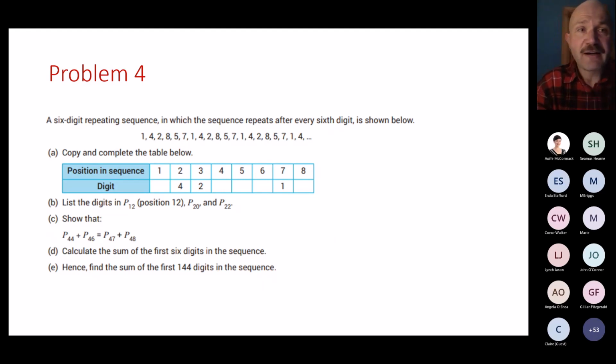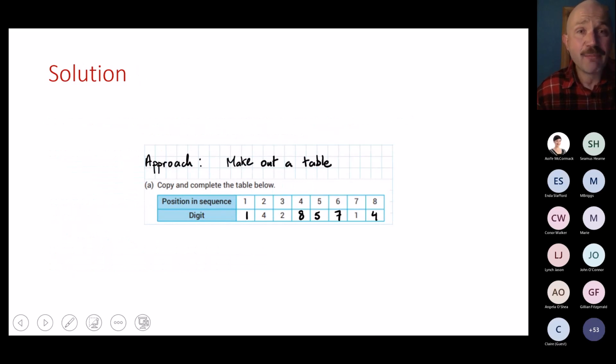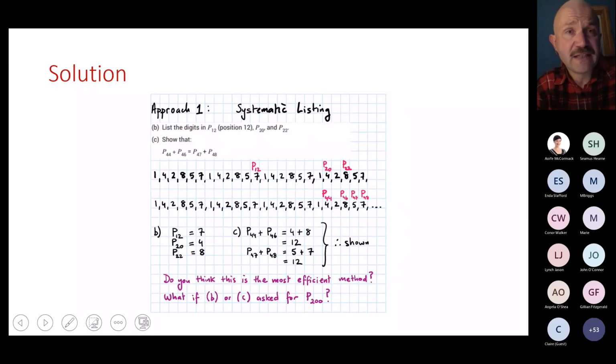The first part is fairly self-explanatory. I suppose students would be looking to make out a table, and using that table they would be able to answer the first part. But the second and third parts, B and C, have a number of different approaches that might be taken.